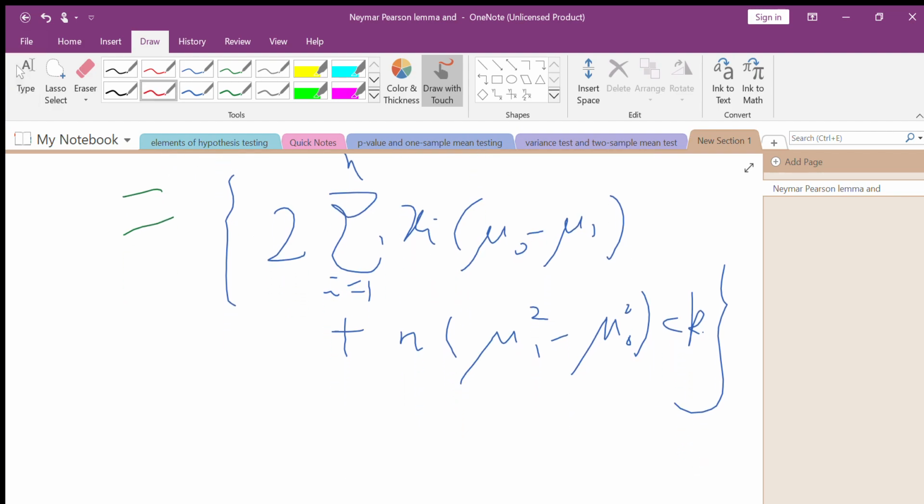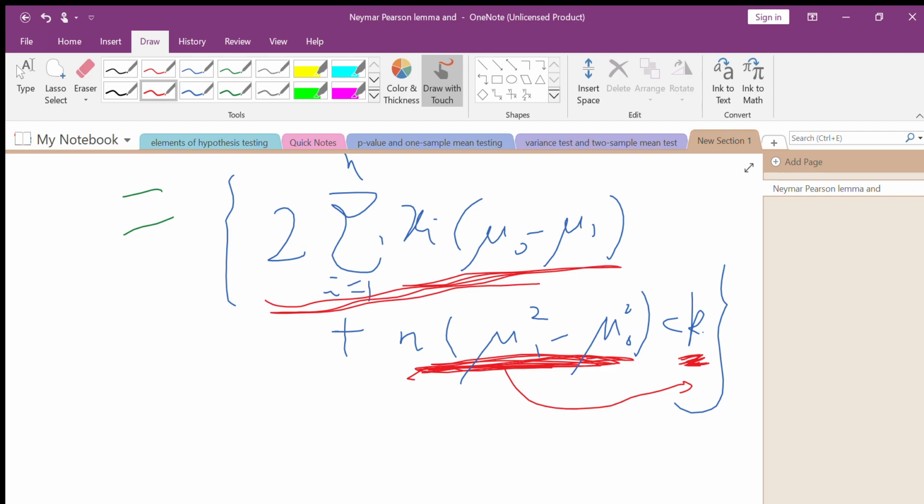Okay, then we also observe that this part is just a constant. So plus a constant, we move it to the right hand side, where k is also an arbitrary constant. We move it to the right hand side. So what is left is this part on the left hand side, and we can further simplify this set.